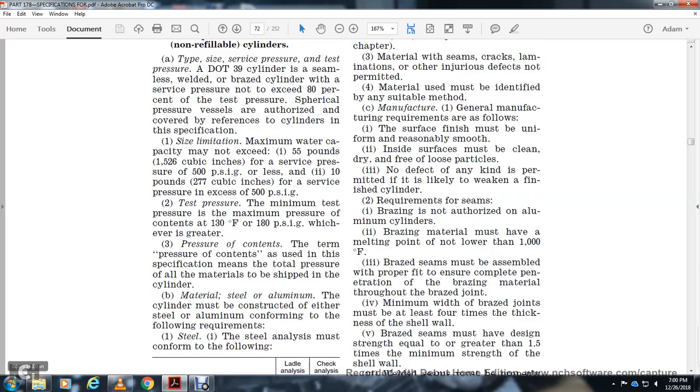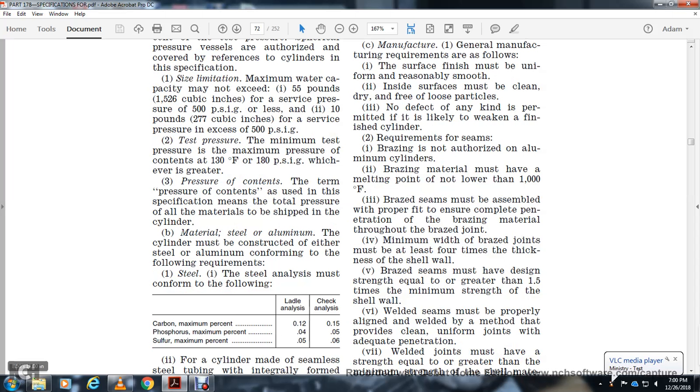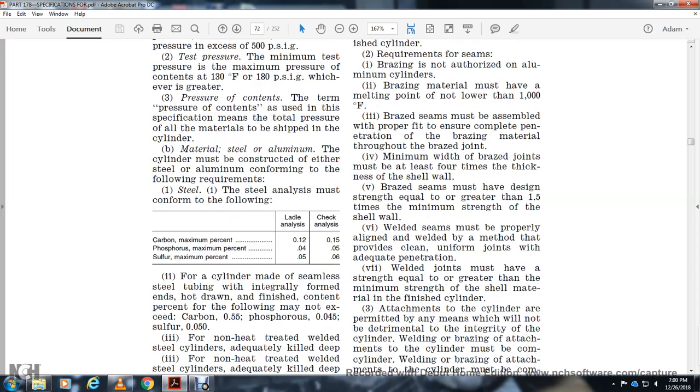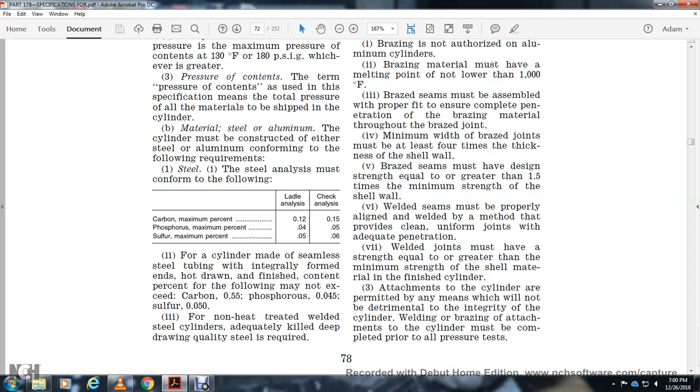Material of steel, aluminum. The cylinder must be struck with the E of the steel, aluminum with the conformity of the following requirements. Steel analysis must conform to the following: carbon maximum percent, phosphorus maximum percent, sulfur maximum percentage. For cylinder made with a seamless steel tubing integral to form with a hot drum finish, contact with the following, not exceeding carbon 0.55, phosphorus 0.045, sulfur 0.050. For non-heat treated welded steel cylinder with adequate killed deep drawing quality and seal is required.